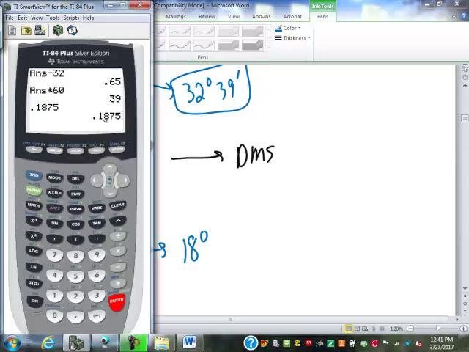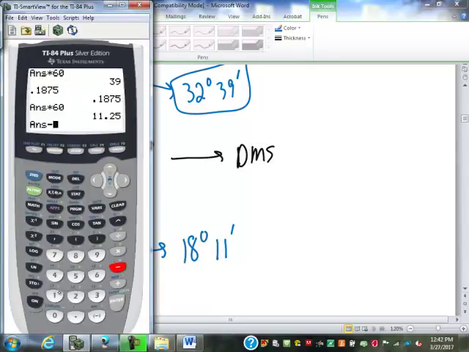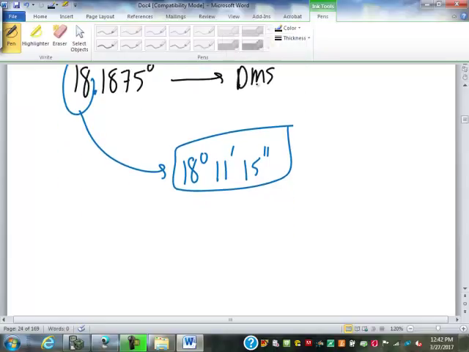What am I going to do to the 0.1875 to convert it into minutes? Times 60, which is 11.25. So that tells me it's 11 minutes. I'm going to subtract off the 11 minutes. I've got 0.25 minutes. How am I going to convert that into seconds? Times 60 again. 15 seconds. So that's 18 degrees. The whole degrees didn't change. 11 minutes, 15 seconds.